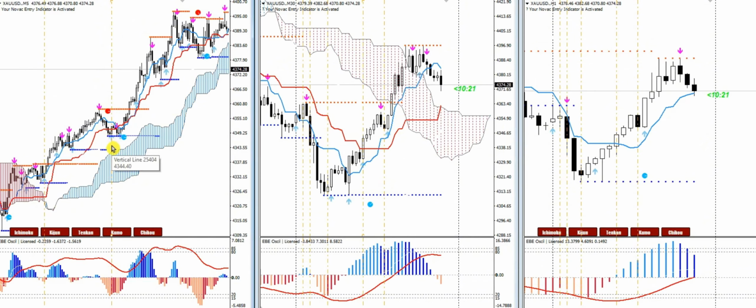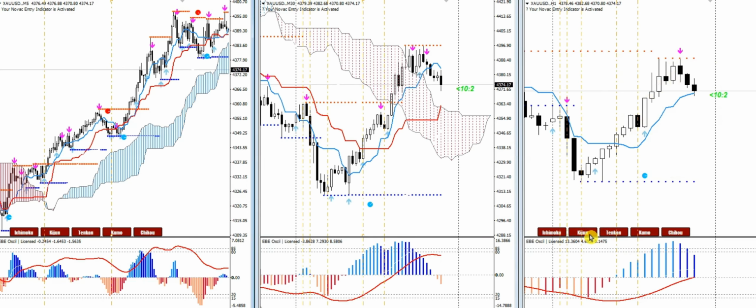So I will take a look over here. What is happening? I will look over here. There is a pullback. Potentially there is a resistance in the cloud. Then we want to see the overall picture over here.